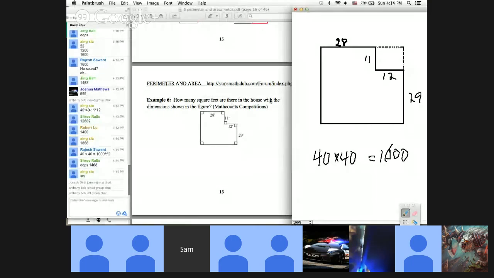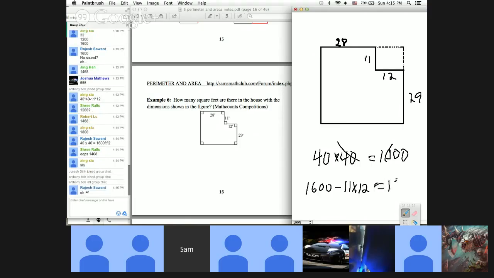The question says how many square feet are in the house with the dimensions shown. What we have found is this square's area. So we have to take the area of the square and then subtract the area of what we filled in here. So it's 1,600 minus this little square here, which is 11 times 12. And if you do your calculations correctly, you should get 1468. So just remember to read carefully, and yeah.